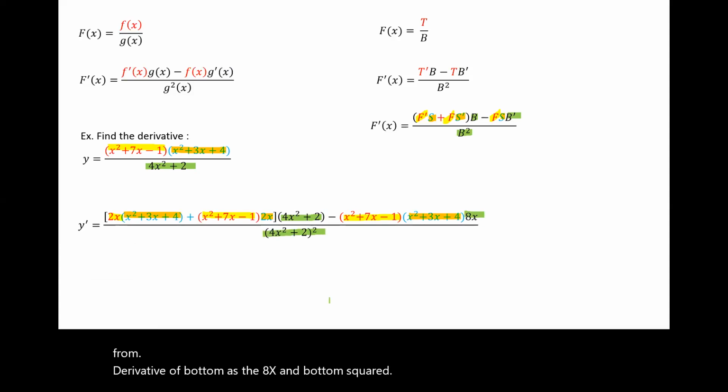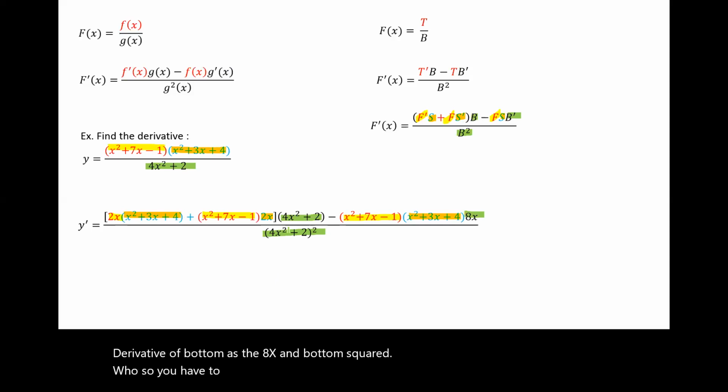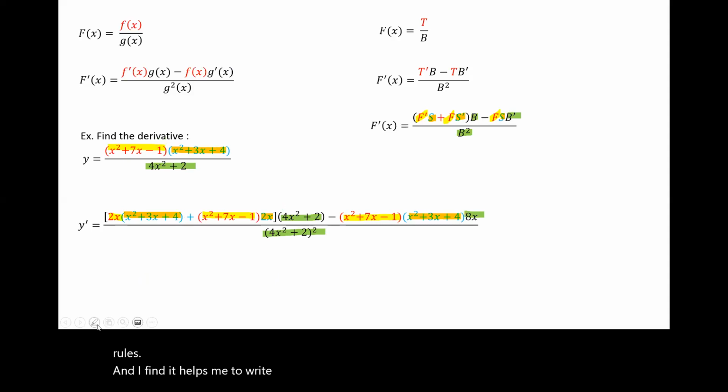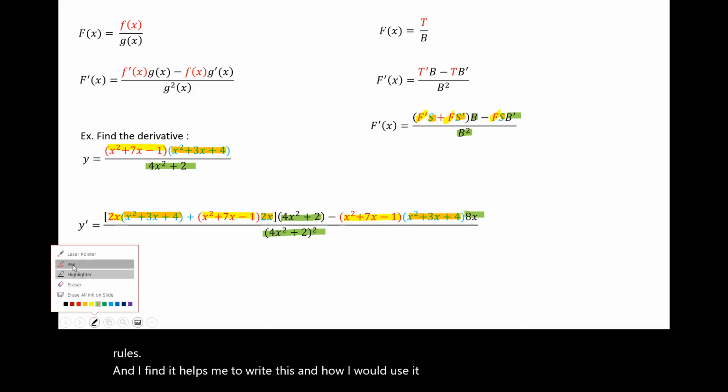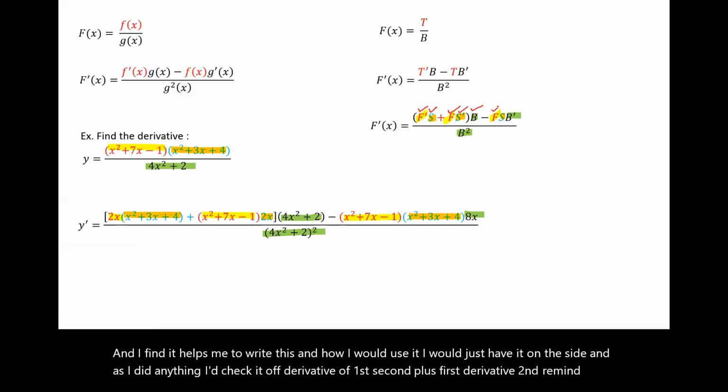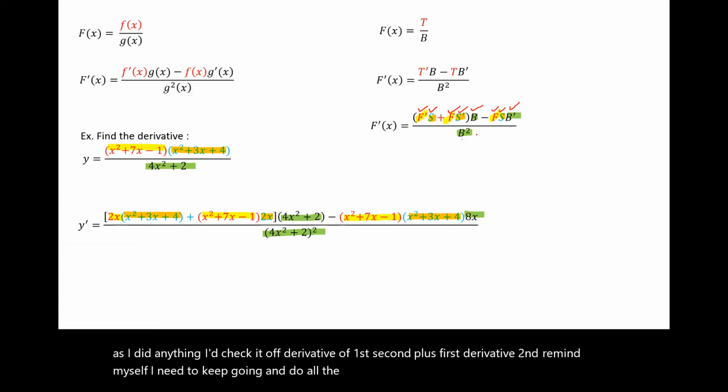Ooh, so you have to be very careful when we're starting to mix up product rules with quotient rules. And I find it helps me to write this. I would just have it on the side, and as I did anything, I'd check it off. Derivative of first, second, plus first, derivative of second, remind myself I need to keep going and do all the other steps. And that keeps me organized, and then I tend to get the right answer.